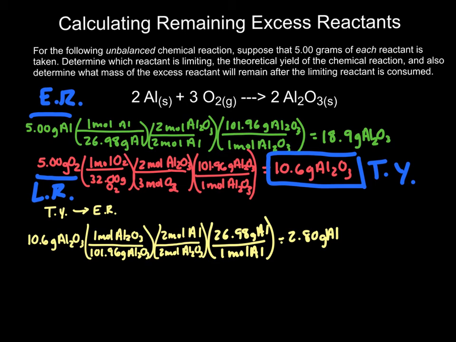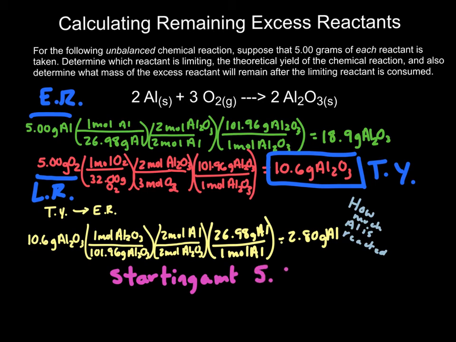So this is how much gets used up. How much of the aluminum gets reacted right here, okay? Now to find out how much is left over, what do you think we do? If you guess subtract, you're absolutely correct. So let's take a look at how we do that. We have our starting amount, right? We started with 5 grams of aluminum.